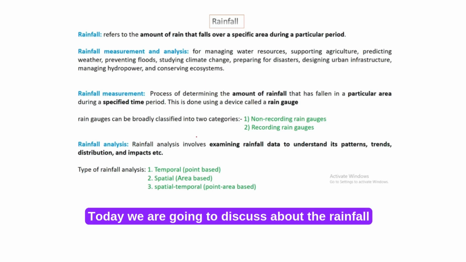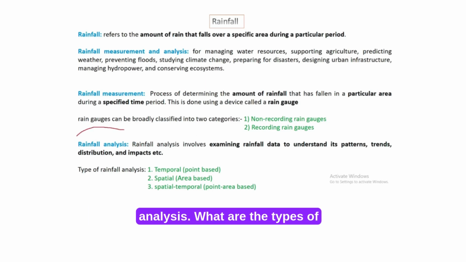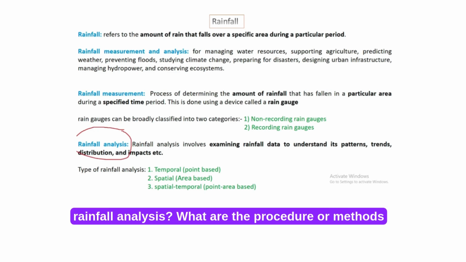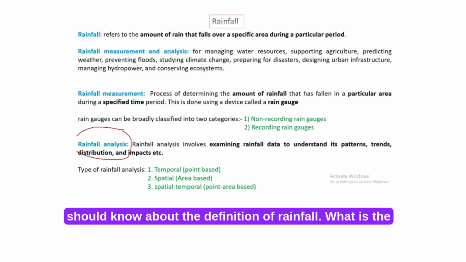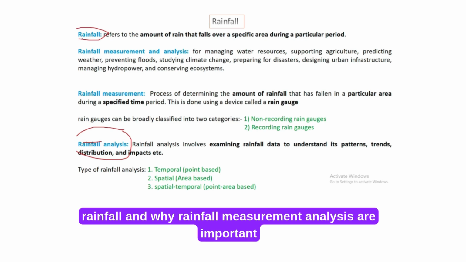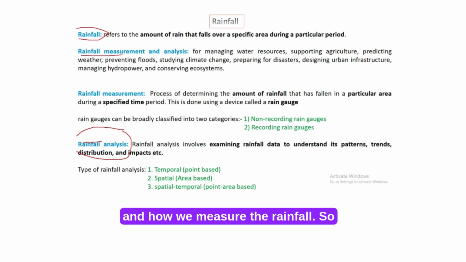Today we are going to discuss rainfall analysis. What are the types of rainfall analysis, or what are the procedures or methods of recorded rainfall data analysis? How can we analyze the rainfall data to understand its pattern, trends, distribution, and impacts? But before going into the analysis, we should know the definition of rainfall. What is rainfall, why are rainfall measurement and analysis important, and how do we measure rainfall?